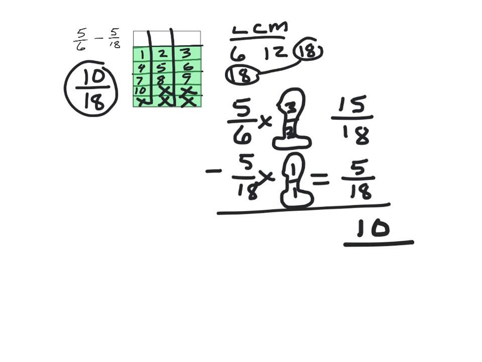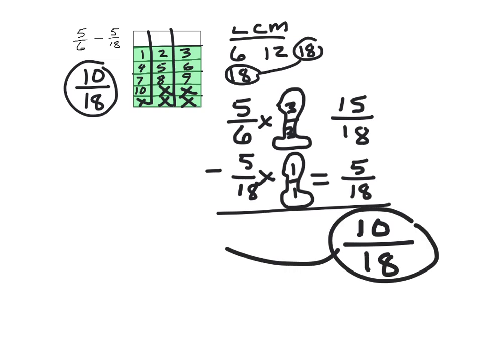And then remember, you never add or subtract the denominators, right? Because that just tells us how many parts we've cut this box into. So that's going to stay the same as 18. And bingo, right there, 10 18ths agrees with 10 18ths.